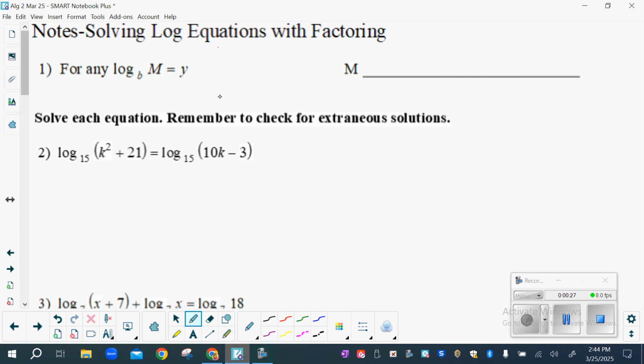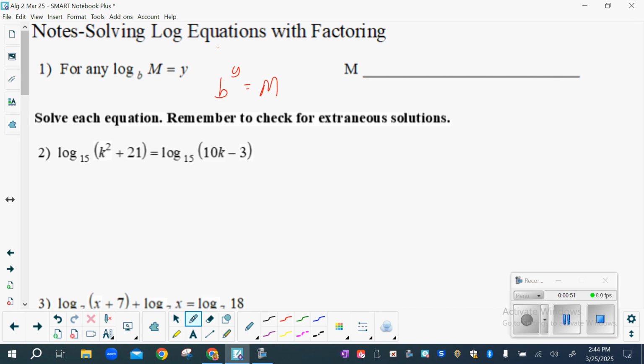So if we write this in exponential form, b to the y equals m. And so there's no way, no matter what I put in for the y, I'm never going to get 0 for my answer. What else am I never going to get?